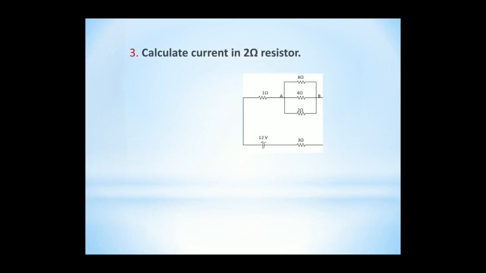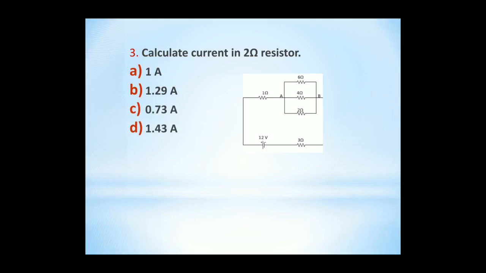Third one, calculate current in 2 ohm resistor. We have a circuit shown in the figure. We have to find out current through the 2 ohm resistor. So option A is 1 ampere, option B 1.29 amperes, option C 0.73 amperes, and option D is 1.43 amperes.